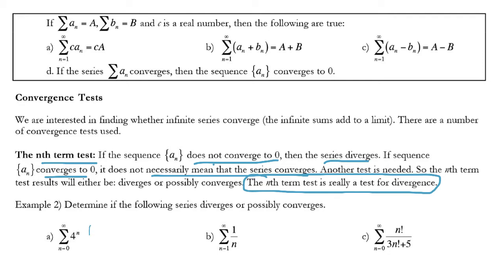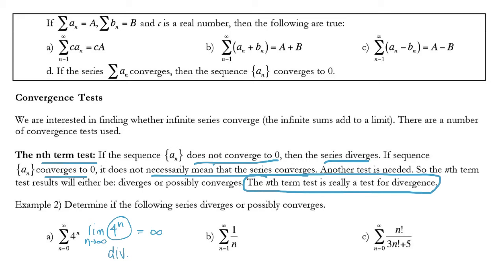Let's take into account the limit as n approaches infinity of 4 to the nth power. Well, this is going to be crazy big, so this shoots off to infinity, so very quickly we can say, hey, this diverges, so you don't have to do any more to it.